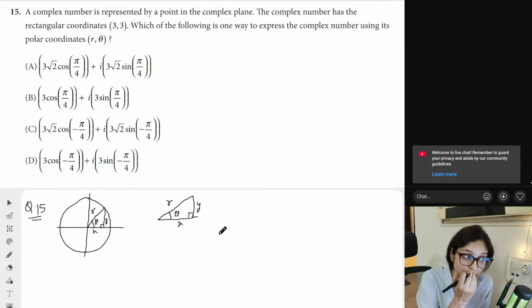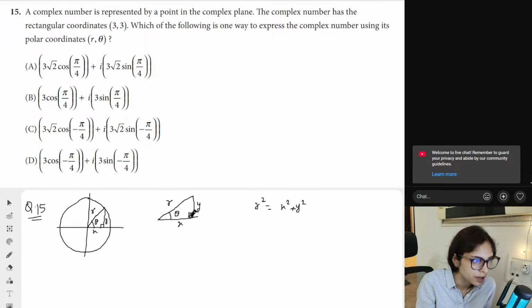So x is given to you, y is given to you, you have to find r. You can see r is the hypotenuse, so you can apply the formula r squared is equal to x squared plus y squared. And to find theta, theta is how much? Theta is the opposite over the adjacent. So tan theta is y over x. So theta is going to be tan inverse or arc tan of y over x.